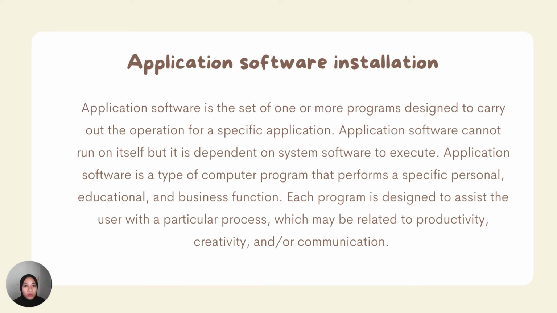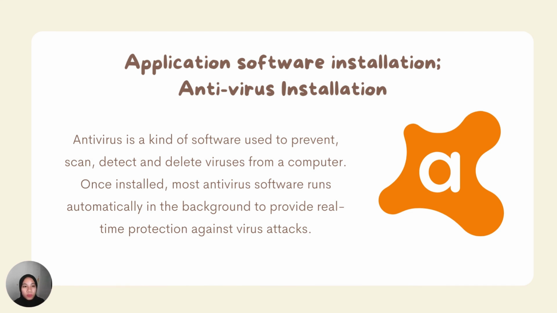So I will share about application software installation. Application software is the set of one or more programs designed to carry out the operation for a specific application. Application software cannot run on itself, but it is dependent on system software to execute. Application software is a type of computer program that performs a specific personal, educational, and business function. Each program is designed to assist the user with a particular process, which may be related to productivity, creativity, or communication.